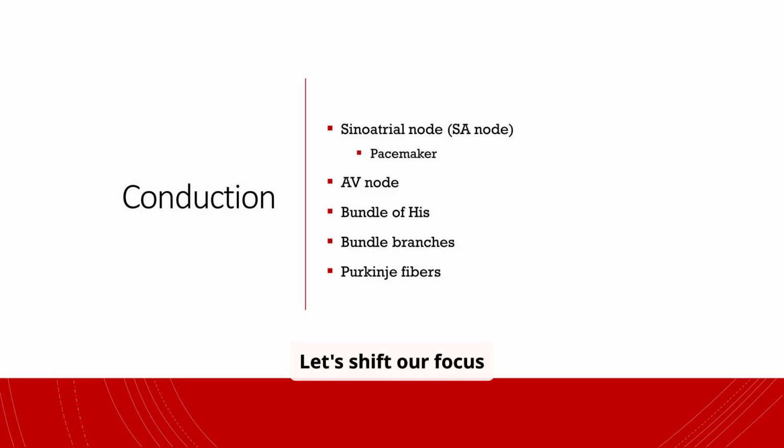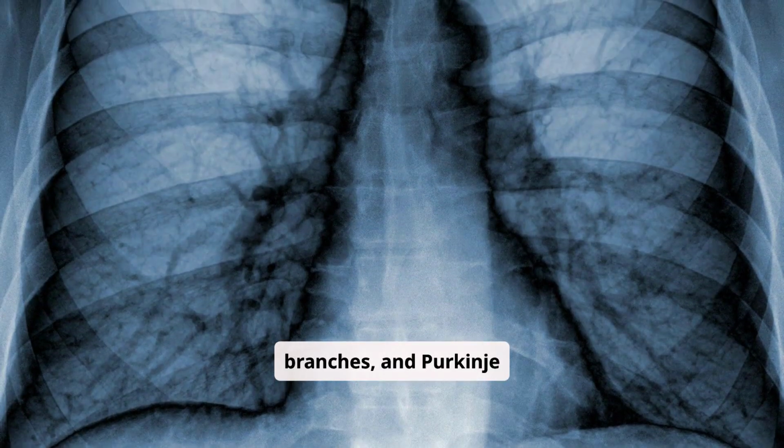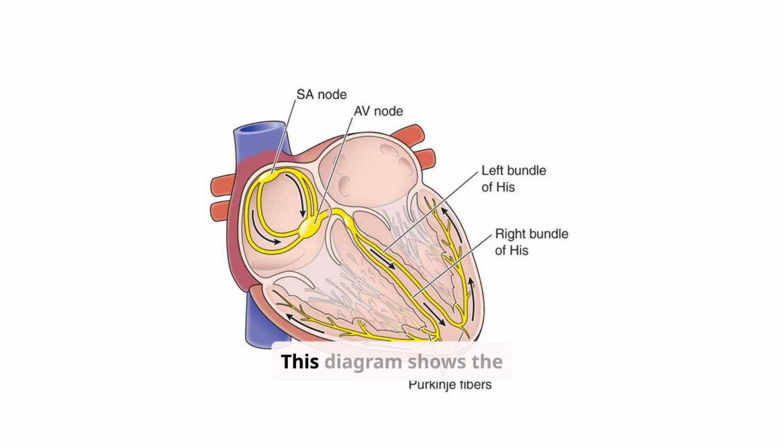Let's shift our focus to conduction. The heart's electrical conduction system is responsible for coordinating its contractions. We'll be discussing the sinoatrial node, SA node, AV node, bundle of His, bundle branches, and Purkinje fibers. This diagram shows the electrical conduction system within the heart.